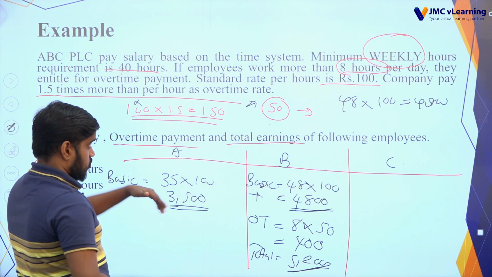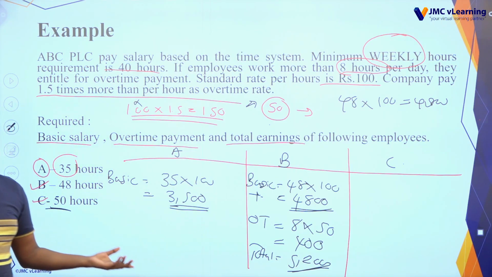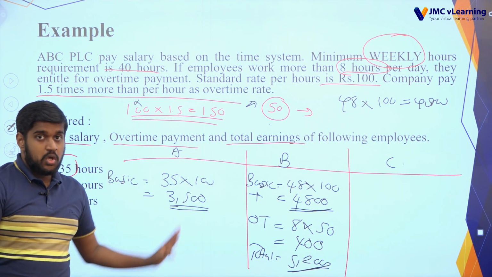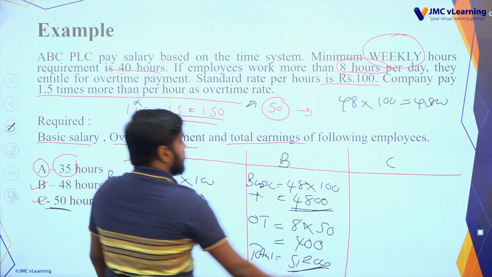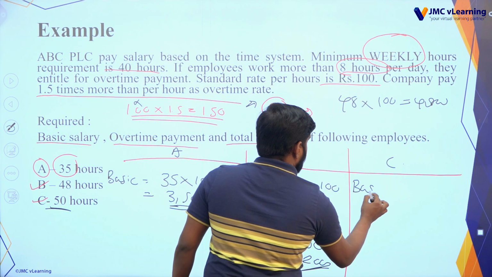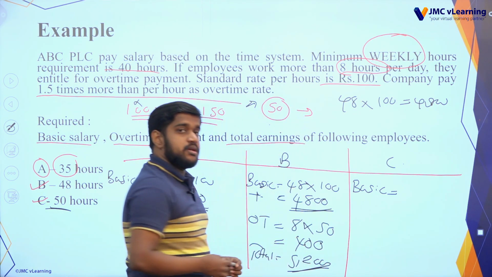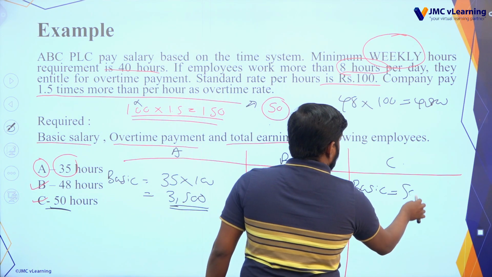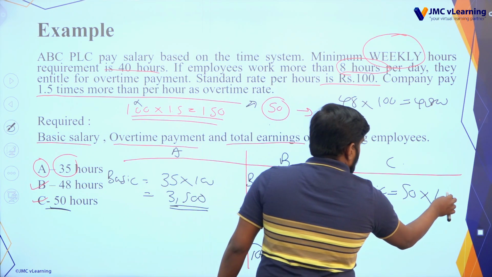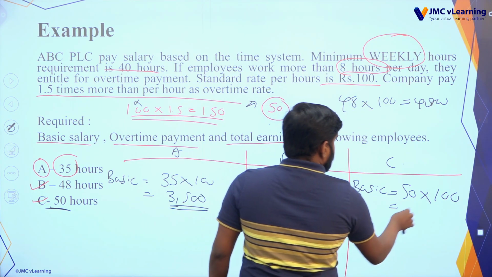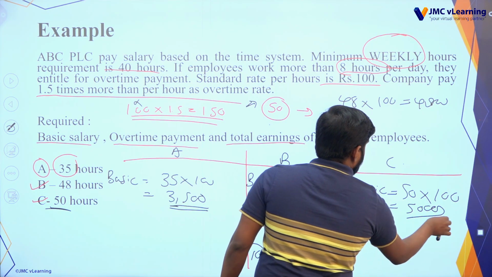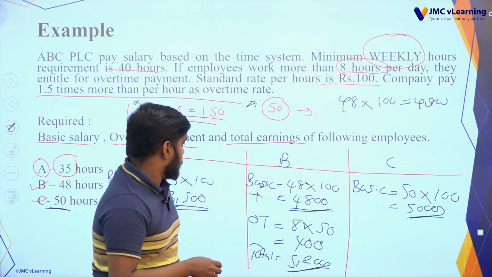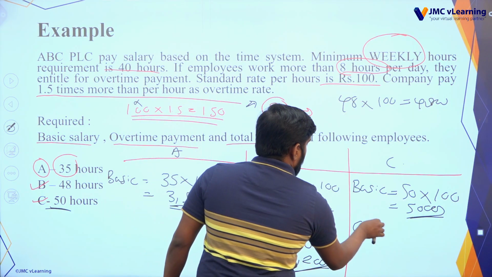Then when we come to C, he worked 50 hours. 50 hours, that means more than 40 hours. Therefore, this employee is also entitled to overtime payment. Then we need to get basic salary. As I mentioned, we need to multiply total work hours 50 by per hour rate 100. That means basic salary is how much? 5,000.